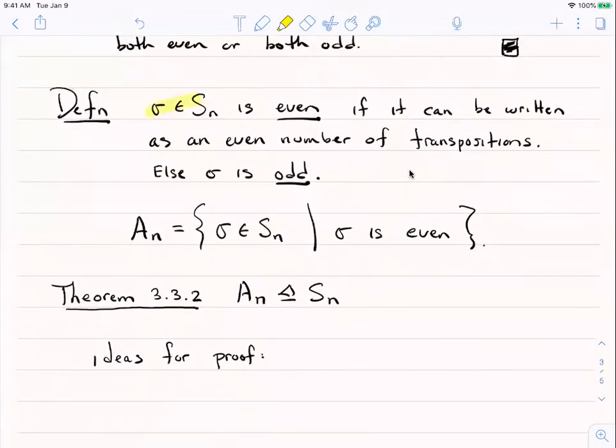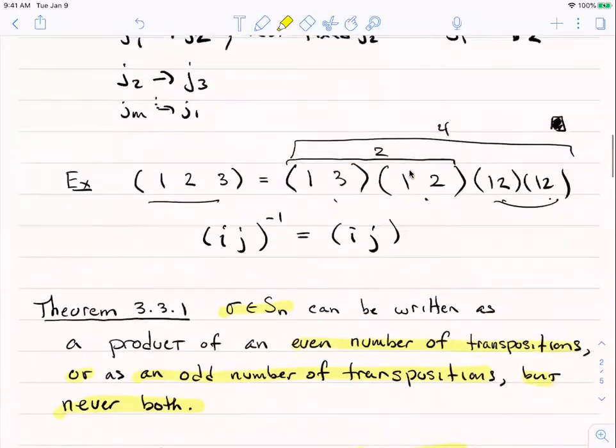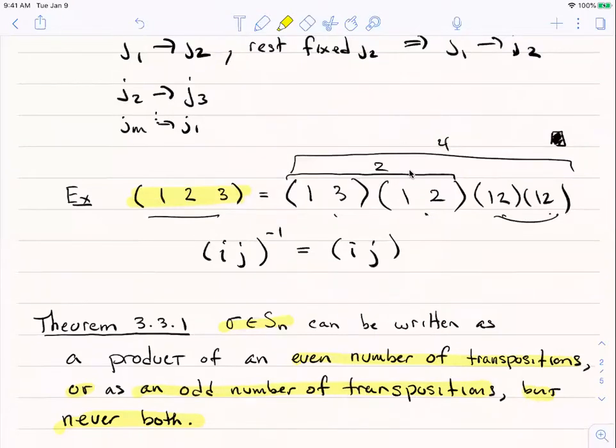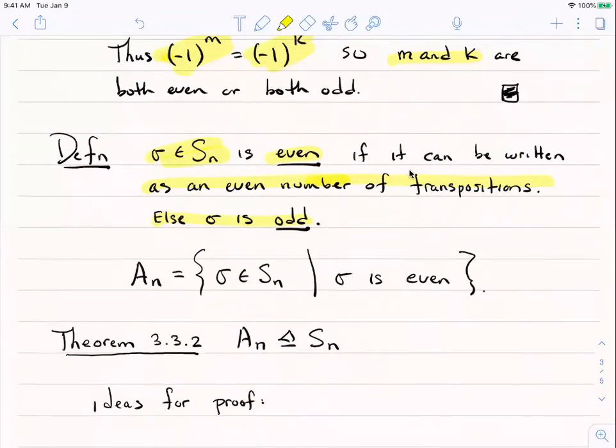So with that theorem, I can make the following definition. I'm going to call a permutation even if you can write it as an even number of transpositions. Otherwise, I'll call it odd. In our example back up here, sorry about all the scrolling, this 3-cycle (1 2 3) is an even permutation because it's a product of 2 transpositions, for example. So a permutation is either even or odd.